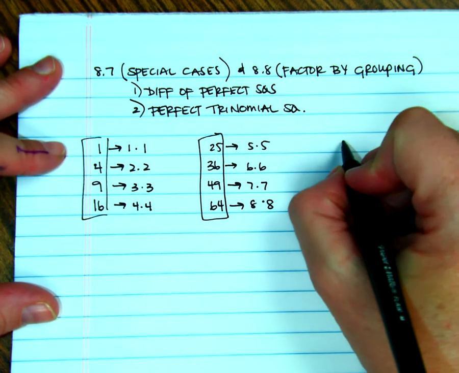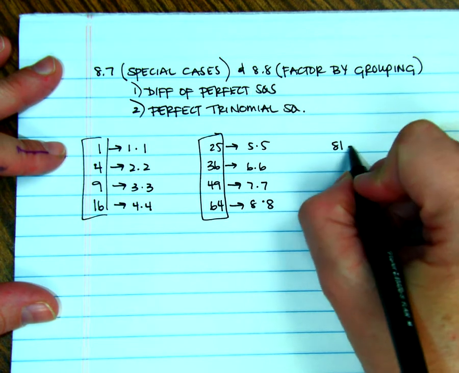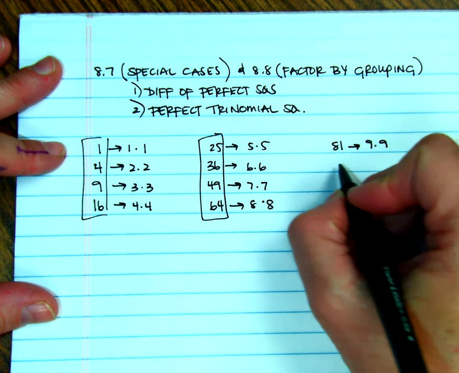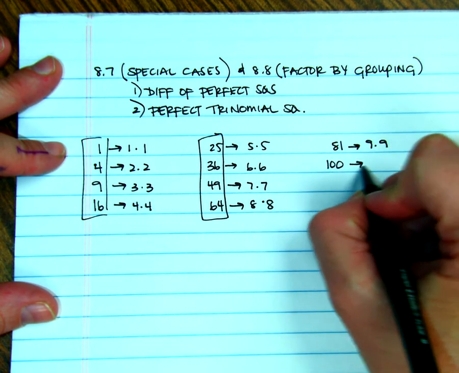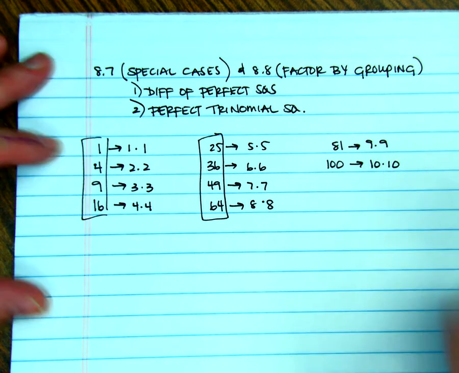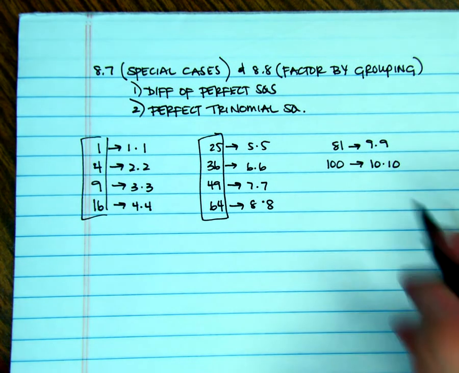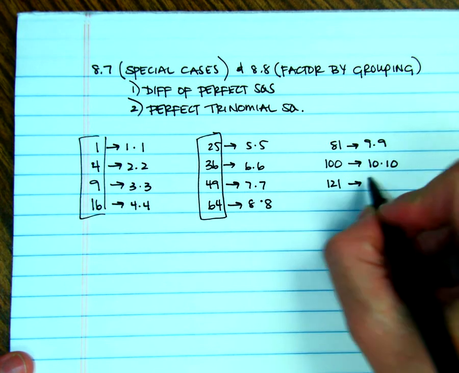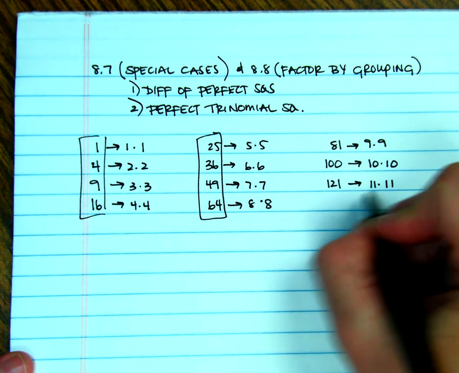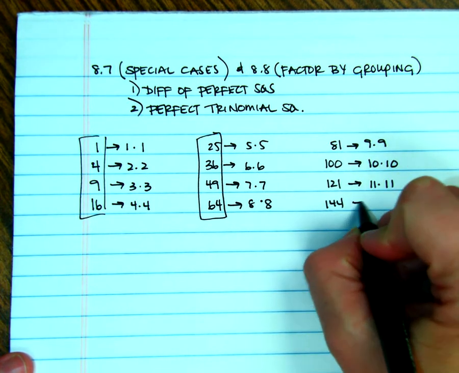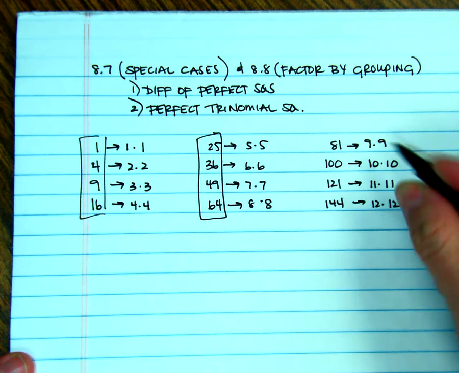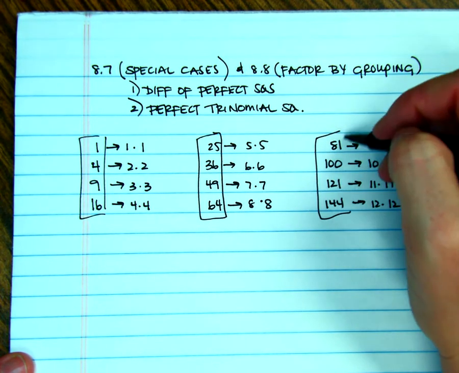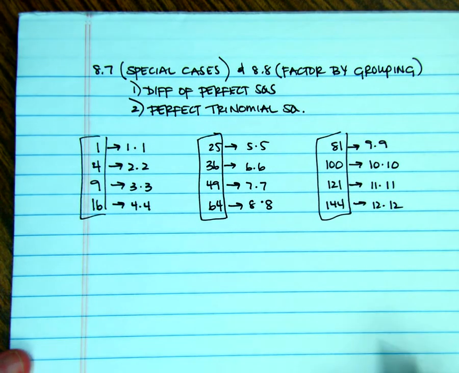Let's go a little bit higher. Let's do 81, which is 9 times 9, and 100, which is 10 times 10. You should actually be able to recognize up to at least 15. 11 times 11, and then 144 is 12 times 12. So again, what I have boxed here are perfect squares.